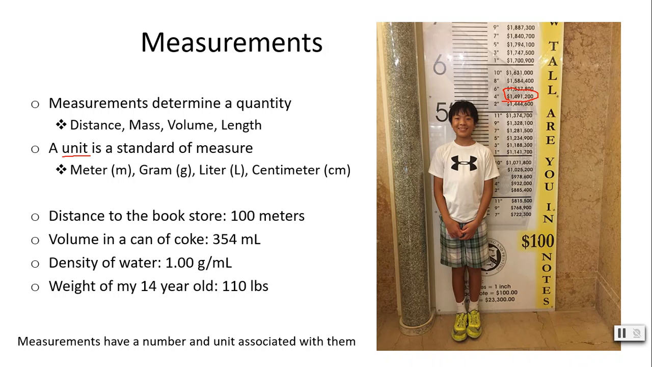But if I was to tell you that he was 1,491,200 tall in $100 bill notes, stacked from the bottom to the top, then that would hopefully make some more sense to you as to the scale that was being used to measure something. And you only knew that if I told you the scale or the unit that was associated with that height measurement. So, measurements have a number and a unit associated with them. I have some representative measurements here.